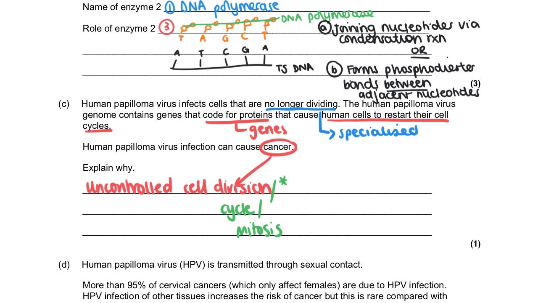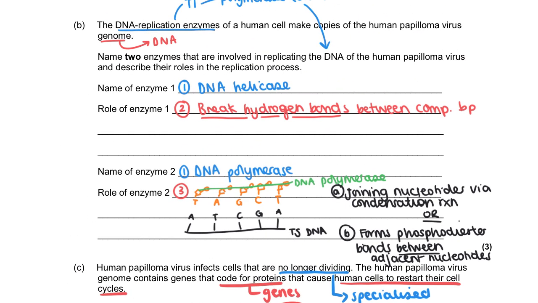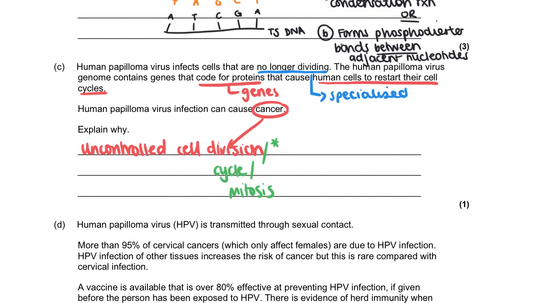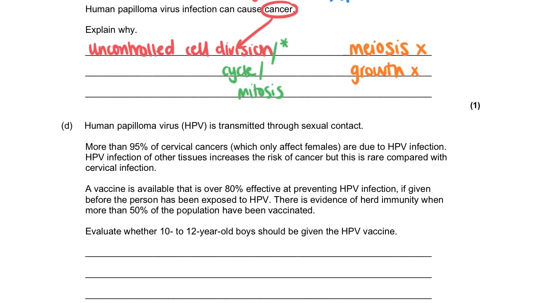Remember that it's talking about body cells, so human cells. It hasn't specified gametes. Does it say anything in this stem? Nope. Okay, so we're not necessarily looking at gametes here, so meiosis is not allowed. And in the same vein, it does say in the mark scheme to ignore growth. Okay, growth is not the same as division in terms of our cells, so we can't talk about either of those two processes to the right there.